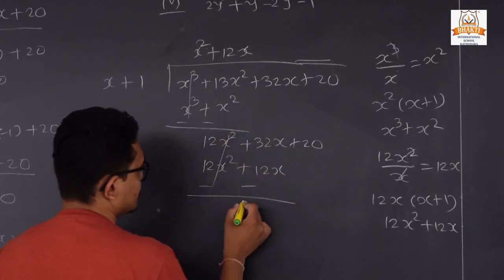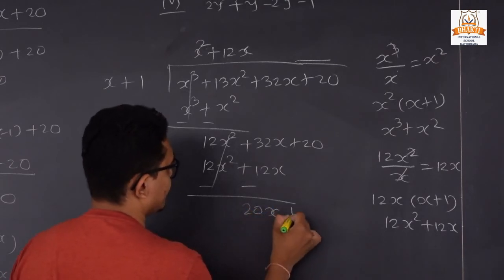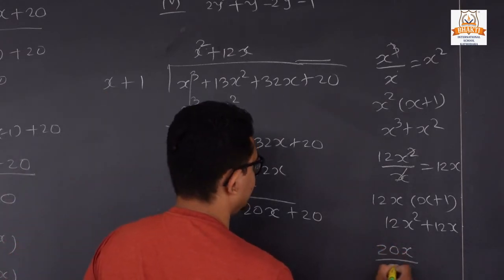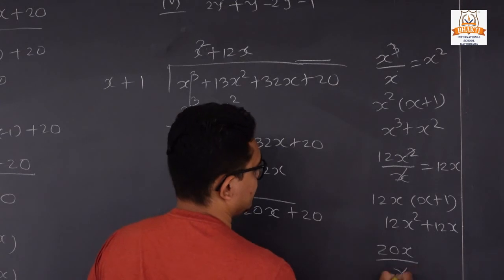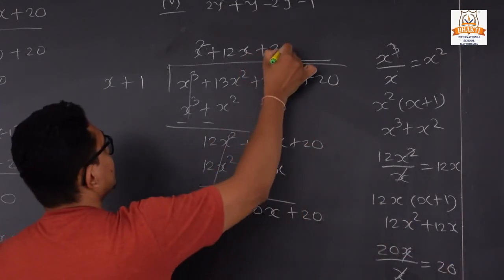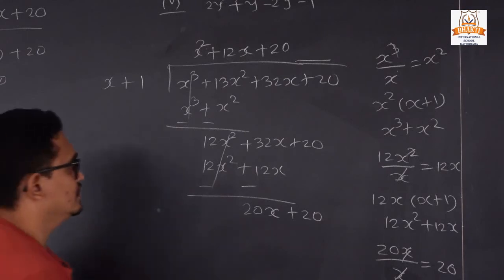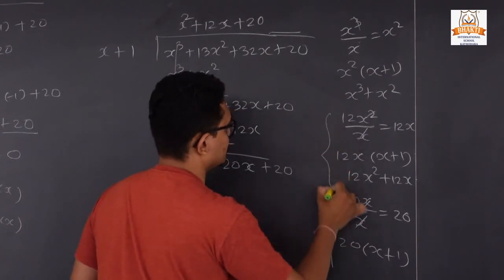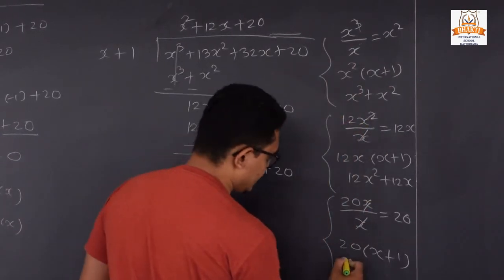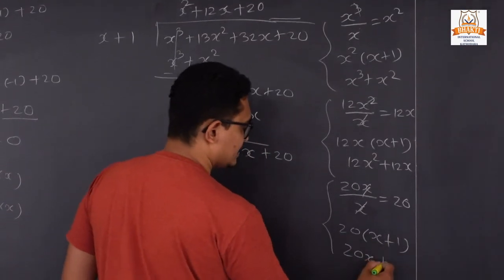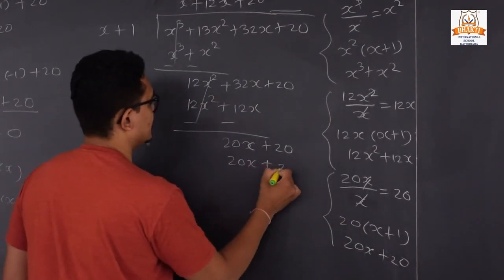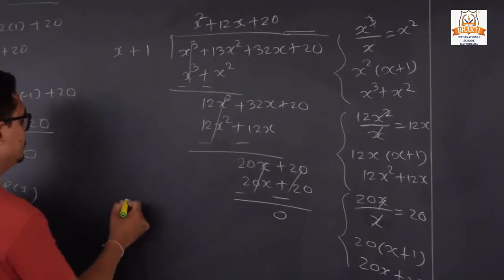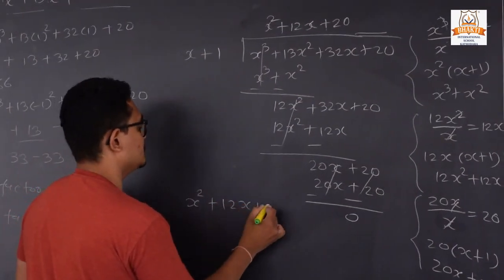Once again these both cancel. 32 minus 12 will be 20, so 20x. Once again 20x is divided by x, so x cancels, and here we can write 20. Now 20 is multiplied with both: 20 into x is 20x, 20 ones are 20. So 20x plus 20. Both signs are changed, so it will be 0. So what is our second factor? x square plus 12x plus 20.